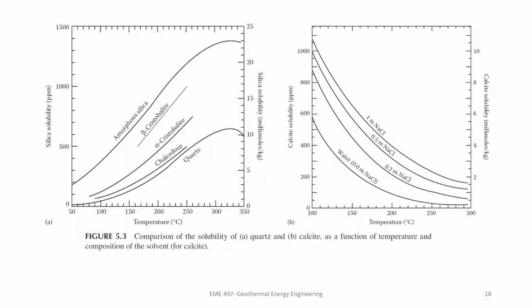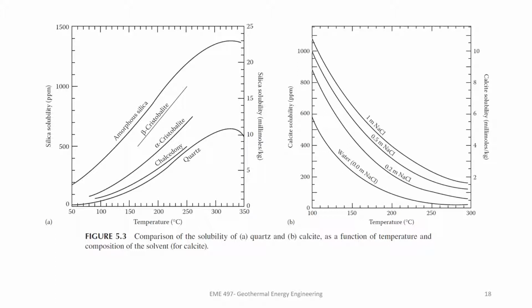Figure 5.3 compares the solubility of quartz and calcite as a function of temperature and, in the case of calcite, also as a function of the concentration of other solutes in solution. The retrograde solubility for calcite is obvious. The calcite solubility is also sensitive to other components in solution as well. At 150 degrees Celsius, for example, calcite solubility can differ by more than 300%, depending on the solution composition.